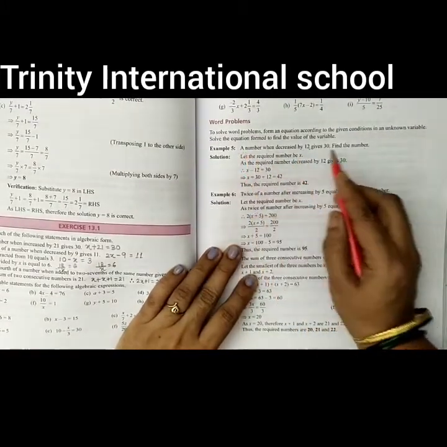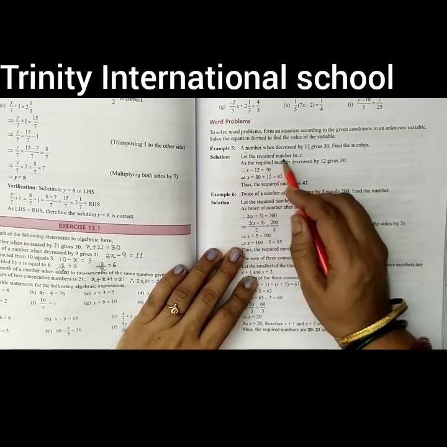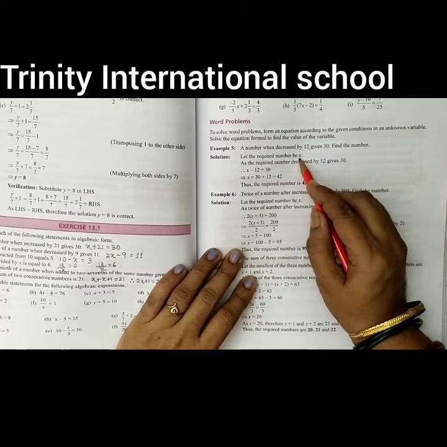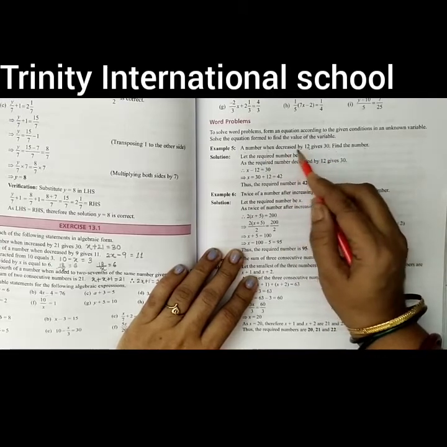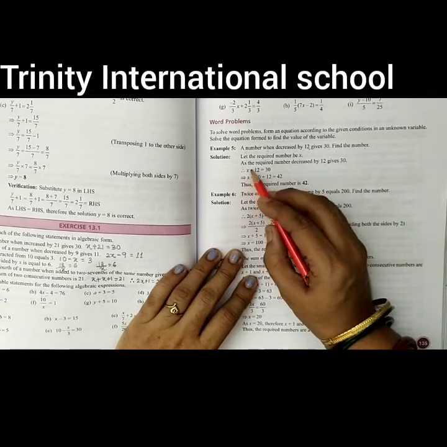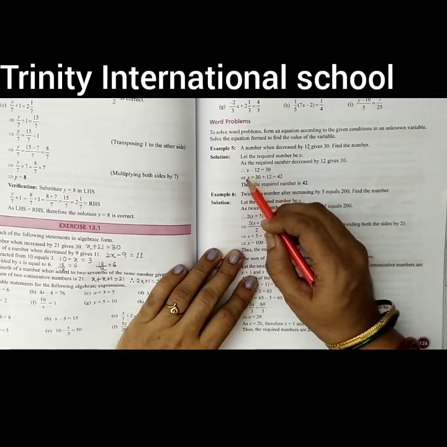आपको ठीक तरह से question को पढ़ना है. तो आप देखिए यहाँ पर कैसे लिखा है. Let the required number is x. So we have to take the number as x. Then a number when decreased by 12. Decrease मतलब क्या हो गया? आपका subtraction. So now see how the required equation you can form.